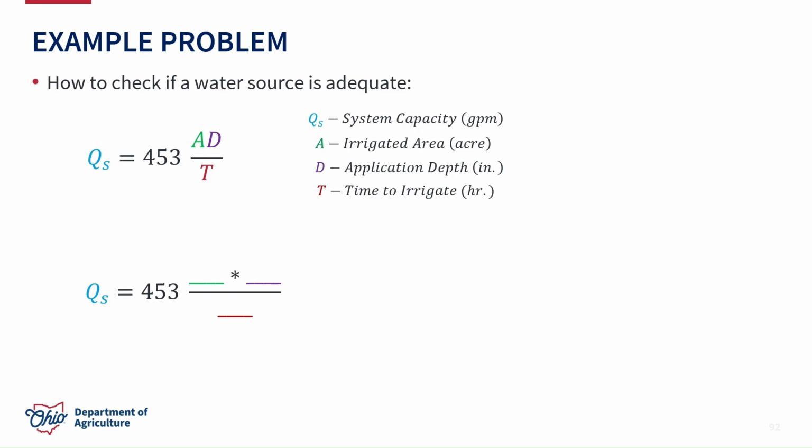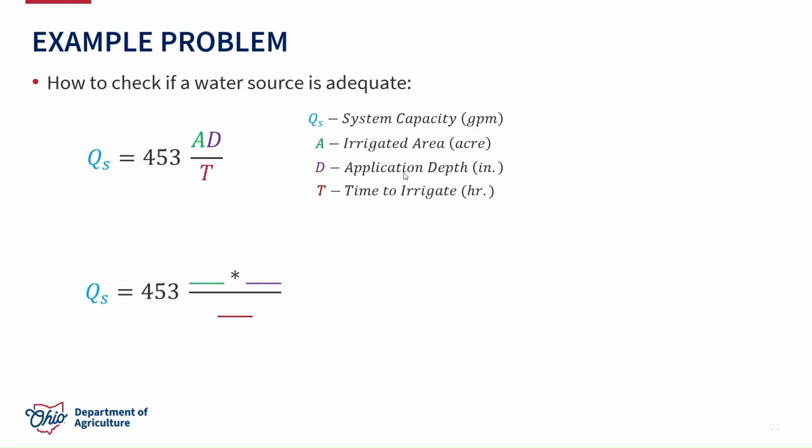So to determine if our water source is going to be adequate, we can determine our minimum flow rate needed for our system quickly with this equation that Logan had gone over in the previous PowerPoint. So first we're going to be obtaining our Q, which is our system capacity in gallons per minute. This could also be considered the flow rate that will be required to meet that peak crop water demand. And then we will be using our irrigated area, our application depth, and our time to irrigate.